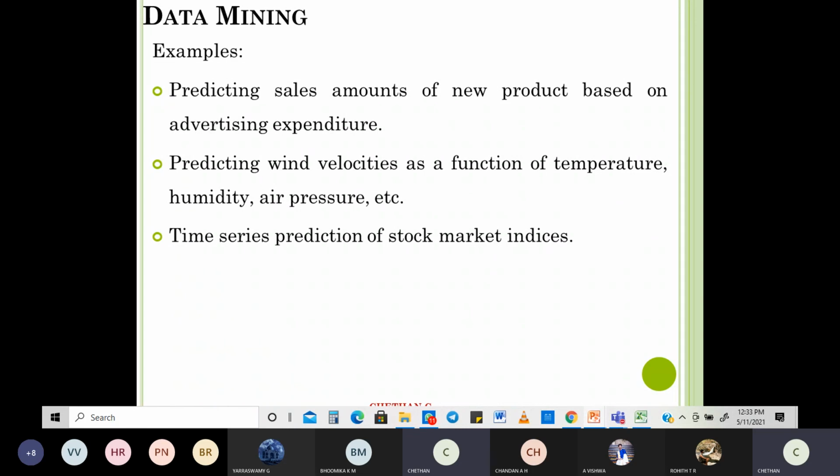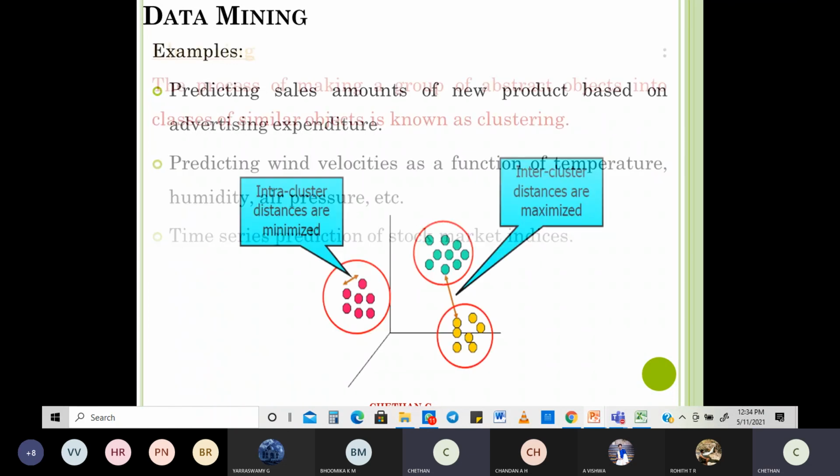Okay, time series prediction of stock market indices. I don't know, if you know about the stock market and all, especially people from the western part of the country, Gujarat, Rajasthan, probably they'll know a lot. Okay, so all these things are examples of how regression analysis can be put into perspective. Okay, so next we move into what is known as clustering.